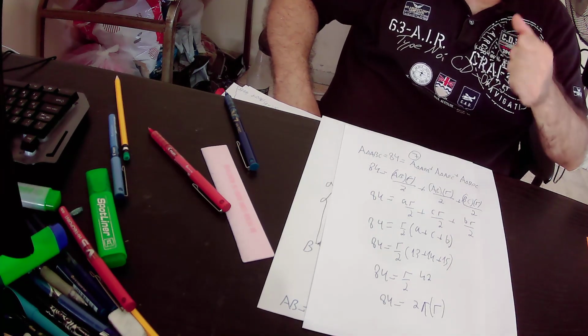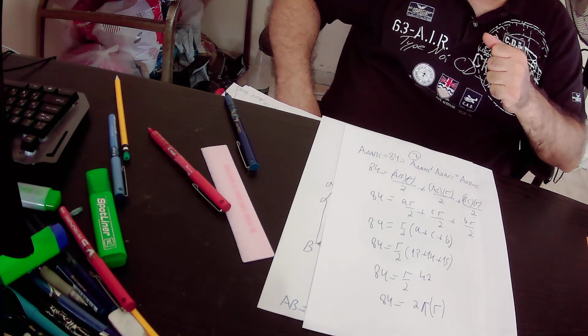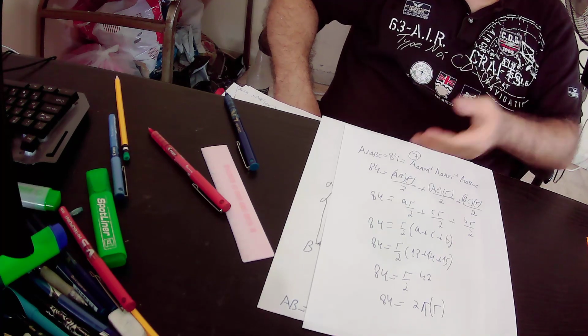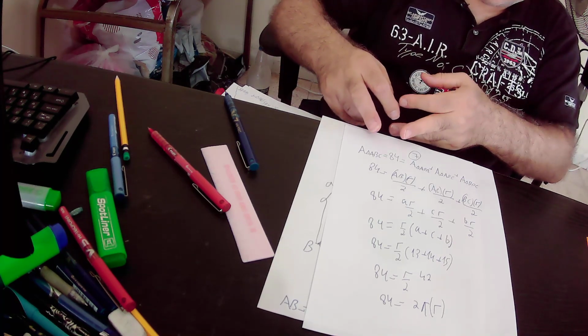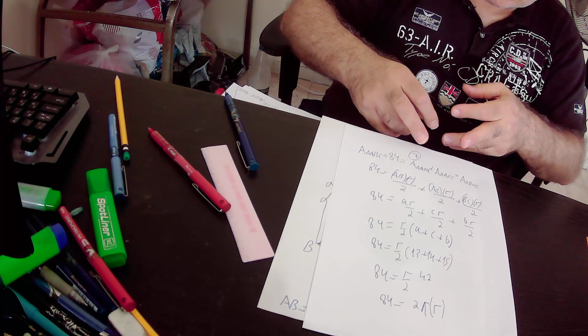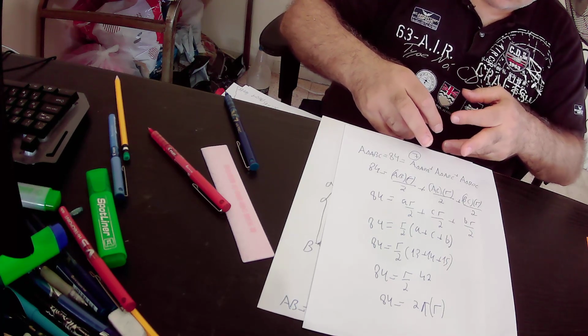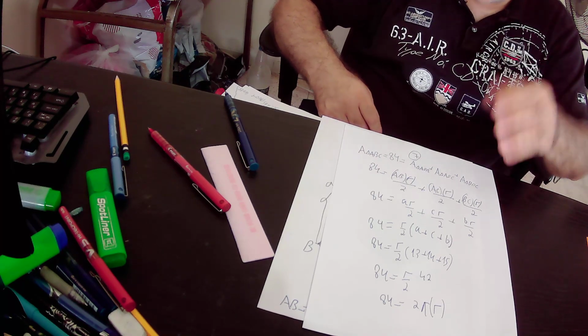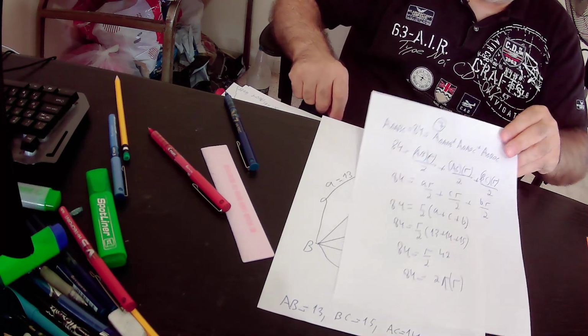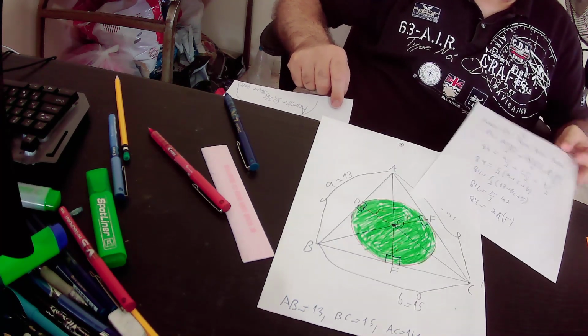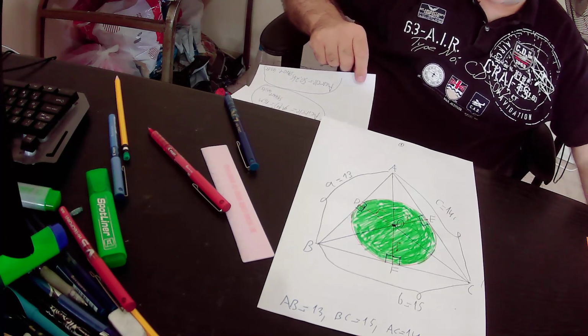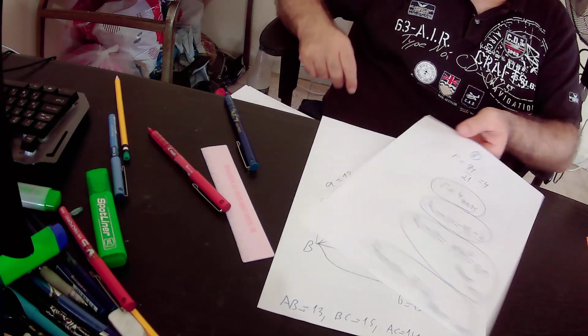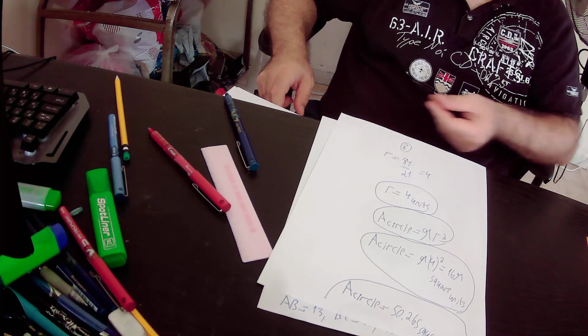So we solved this equality. Again, this equality states that the area of triangle ABC equals the sum of the areas of the three small triangles. The only missing variable here is R. So we solved it and found that the radius of the green circle equals 4 units.